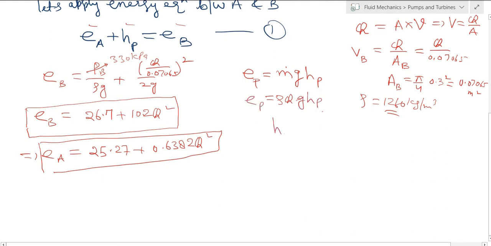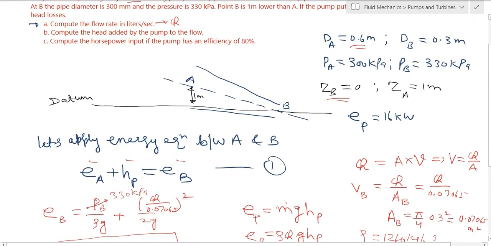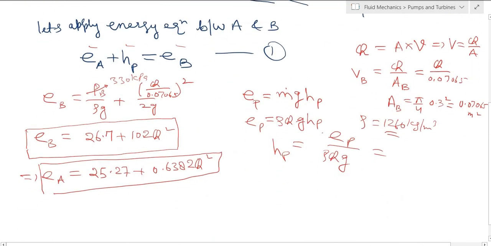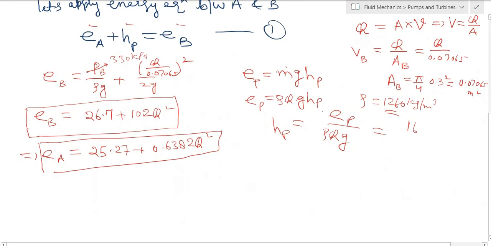So how much is HP? It is EP divided by rho QG. Now energy by the pump is how much? Energy by the pump is 16 kilowatt, right? 16 kilo, meaning 10 power 3, divided by rho, density is 1260, multiplied by 9.81 multiplied by 1 upon Q, right?